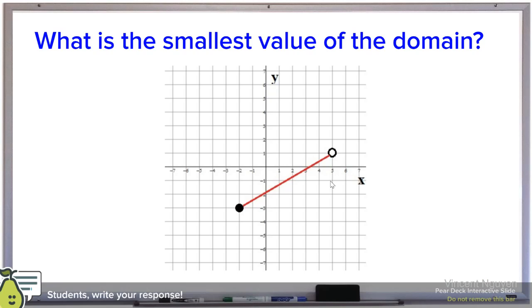Again, you're going to write a response if you were doing this lesson with me. But since I'm recording this, we're going to work this out together. What is the smallest value of the domain? Okay, so you've learned this before.